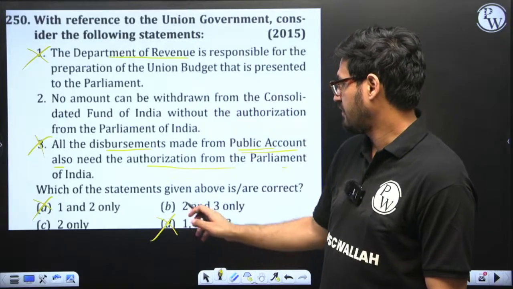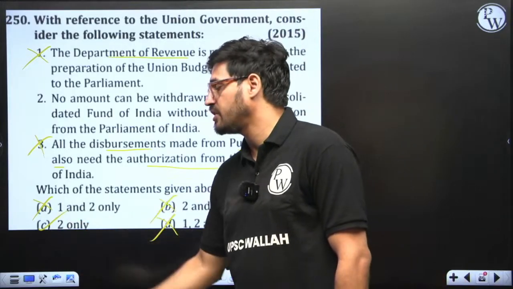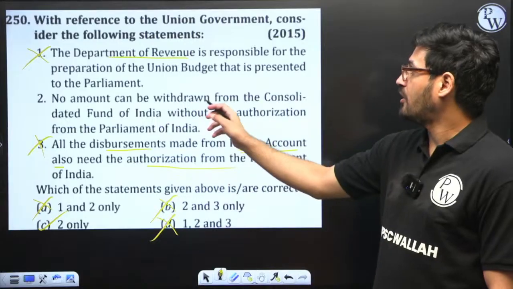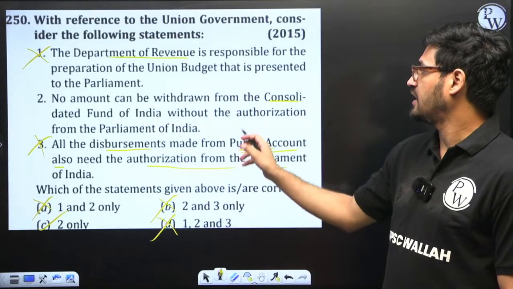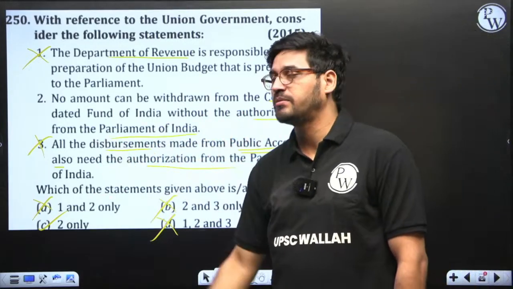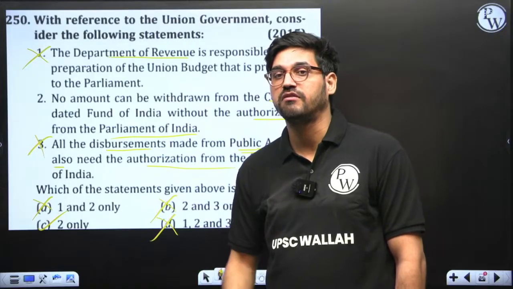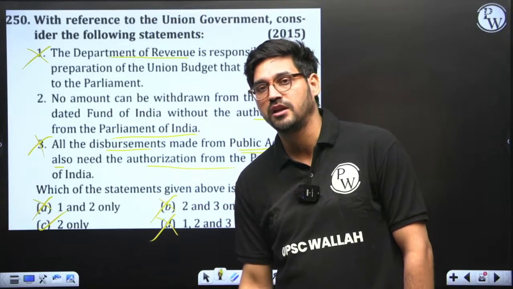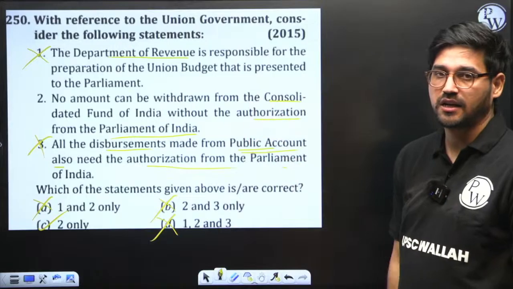That means wherever you find 3 is incorrect. The answer has to be 2 only. No amount can be withdrawn from the Consolidated Fund of India without the authorization of the parliament. Yes, no fund can be appropriated without you passing the appropriation bill. Second one is correct.